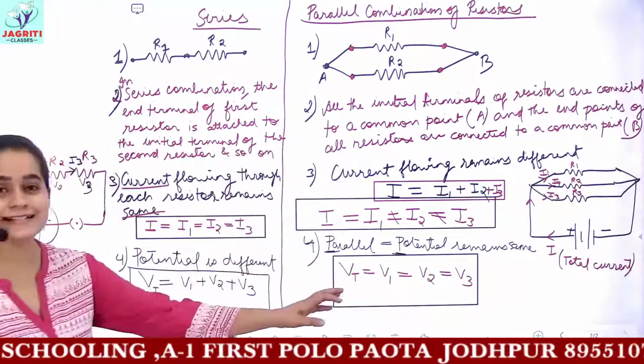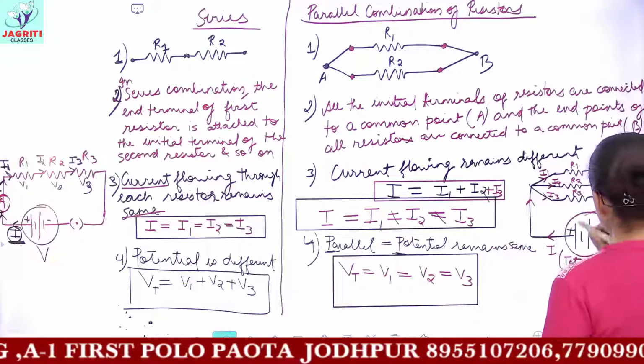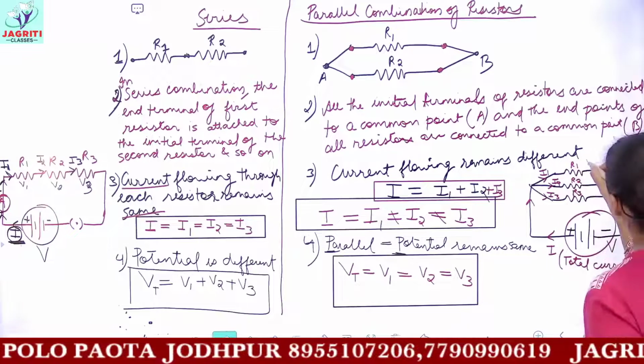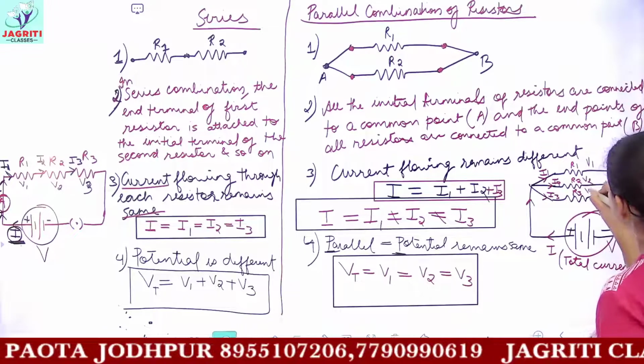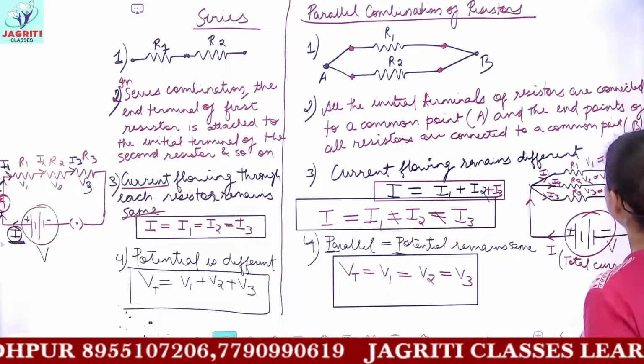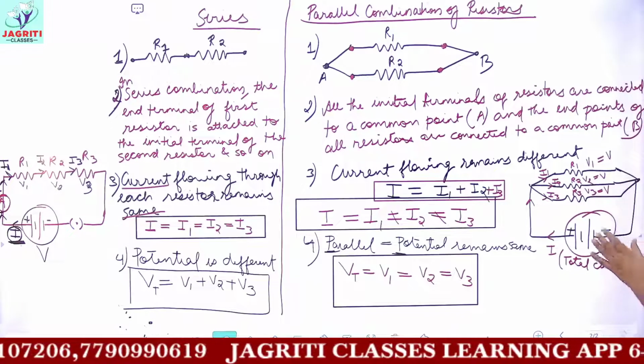I hope this is clear. That is the potential. This battery here has a potential capital V. So all the resistors will have potentials V1, V2, V3. And V1 is equal to V, V2 is also equal to V, and V3 is also equal to V. So the potential remains the same, because what is potential?